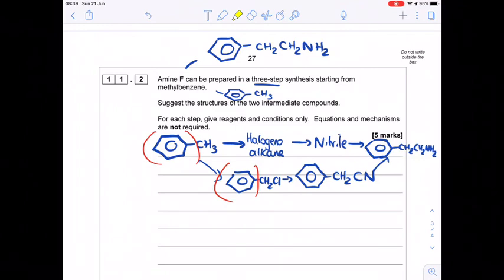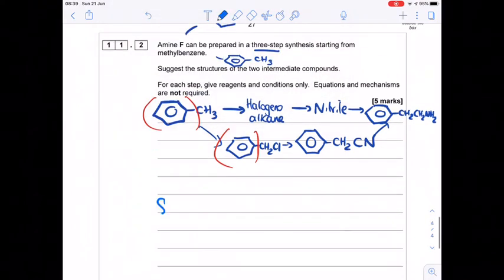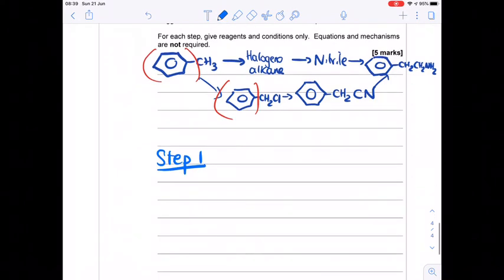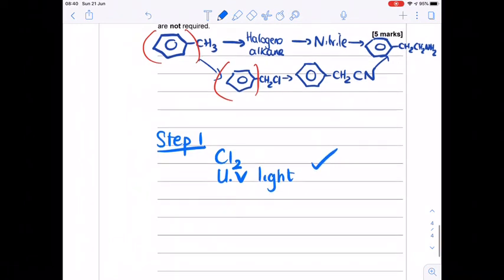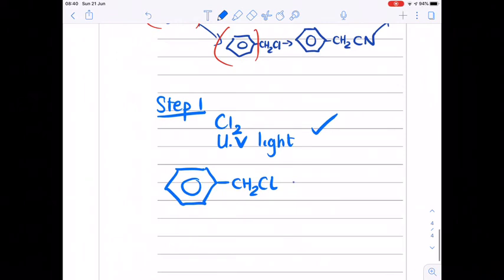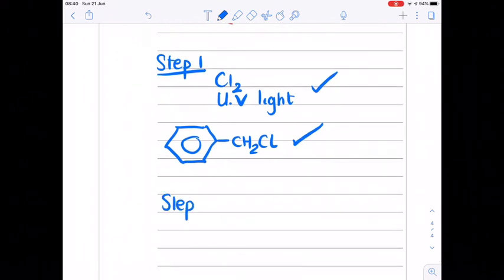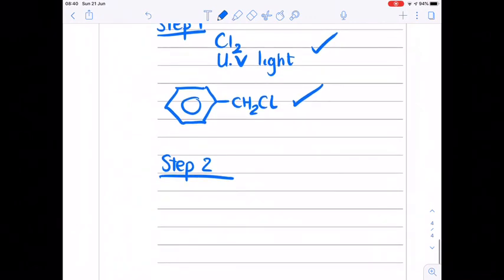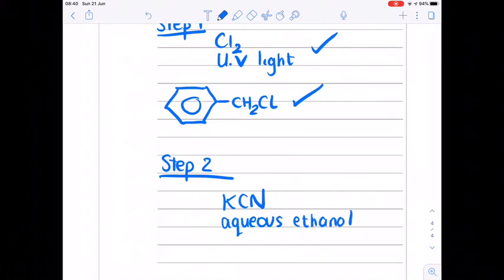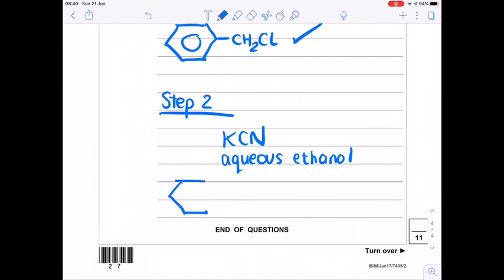So our product of step 1, so we need to say the intermediate structures, which I kind of already have done, but I'm going to do that a bit clearer. So step 1, I want to turn an alkane into a halogenoalkane. I'm going to use chlorine and UV light. Get marked for that. And the structure that I would produce would be this. And then in step 2, I am going to convert my halogenoalkane into a nitrile. So to do that, I'm going to use KCN in aqueous ethanol. And our product of step 2 would look like this.